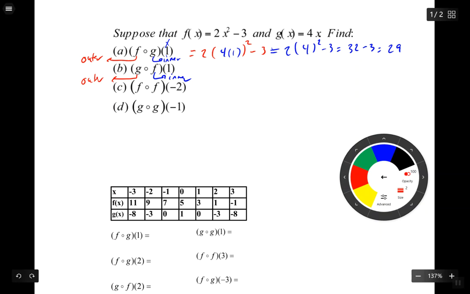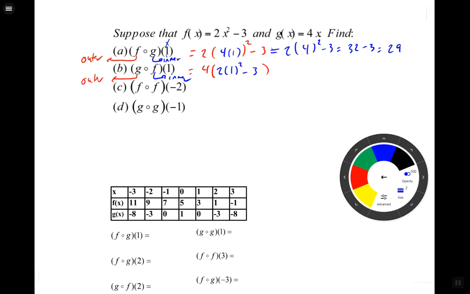Okay, so let's go with the outer. This time g is the outer. Does that mean I put the 4 and I put a parentheses where the x is, and I'm going to need a big parentheses because it's a big function, right? And then are we going to put the inner function inside, which is f, put a parentheses where the x is, and what value do they want us to evaluate this at? 1.